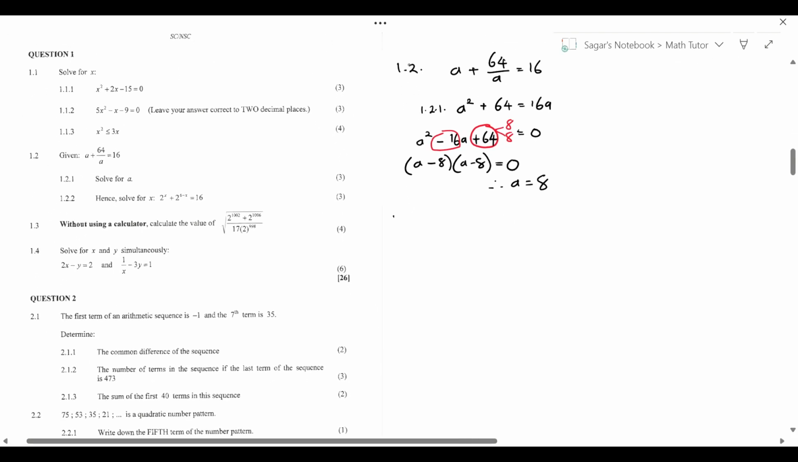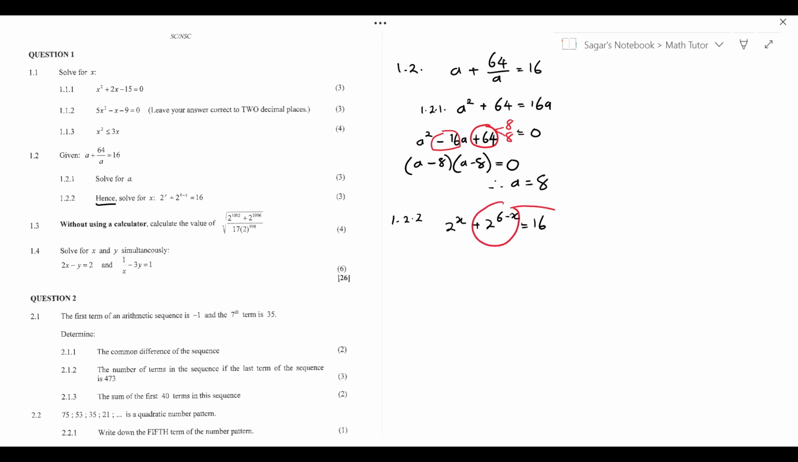Now, 1.2.2. Hence, solve for x. 2 to the power x plus 2 to the power 6 minus x equals 16. So we have 2 to the x plus 2 to the 6 minus x equals 16. Let's work with this part. You need to know your exponents properly. Right? Notice 2 to the x at the bottom. It's because it actually splits.